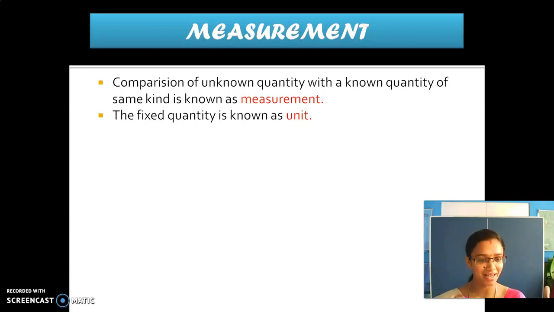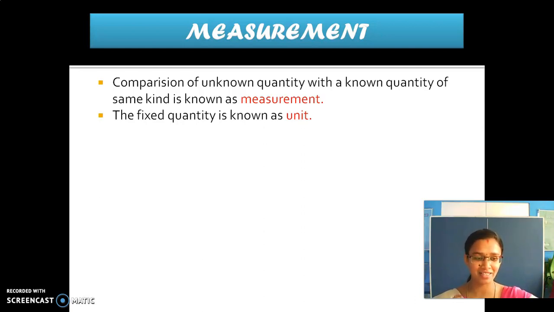Comparison of an unknown quantity with a known quantity is known as measurement. The known or fixed quantity is called a unit. For example, consider you have a stone of 1 kg. You know that it is 1 kg. On the other hand, you have some tomatoes, and you don't know how many kg it is. So you need 1 kg of tomato. What will you do? Keep that 1 kg stone on one side.